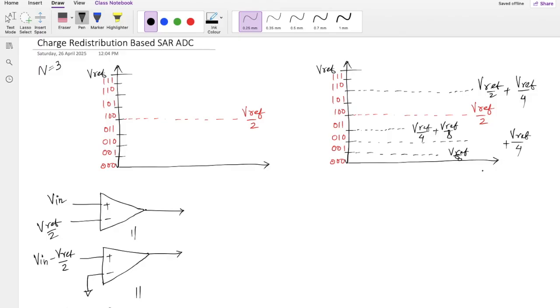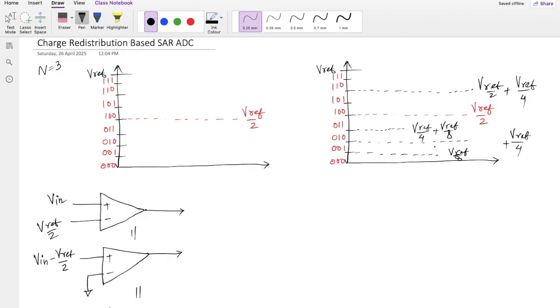Okay, so the conclusion here is that this summation of Vref by 4 plus Vref by 2 plus Vref by 4 plus Vref by 8 happens only when the previous bit is 1, whereas if it is 0, I can just directly use the Vref by 4, or whatever. Yeah, so that's how we are going to update the VDAC.